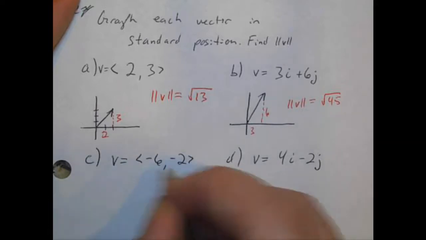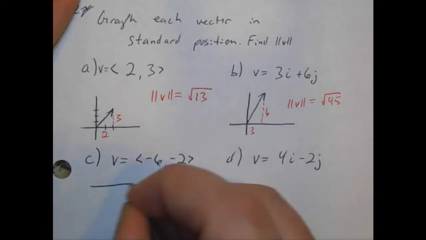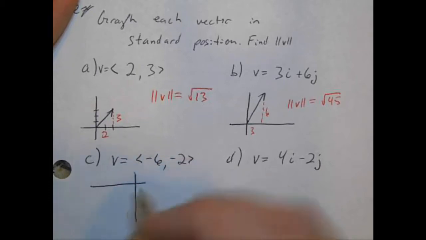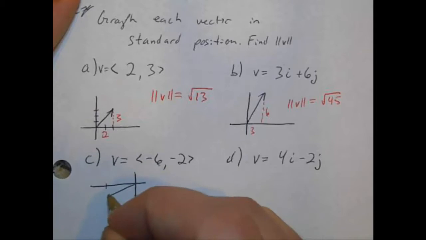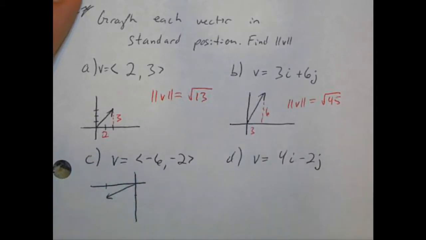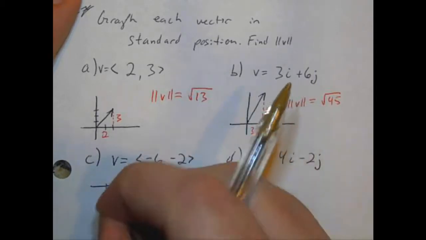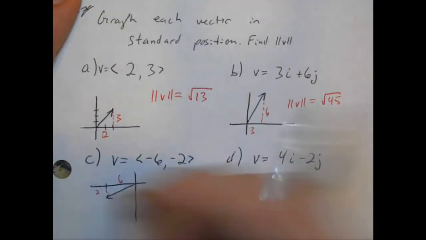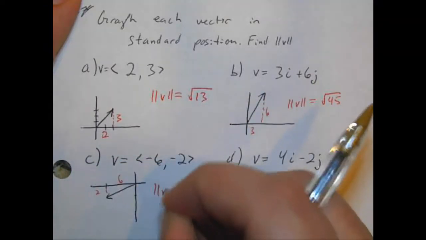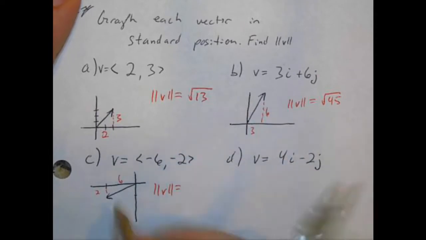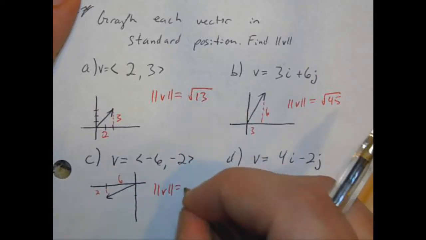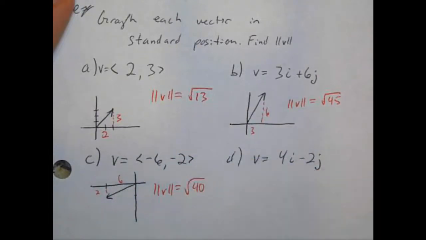Same idea, except now I have negative 6, negative 2. So I will go negative 6, negative 2, going to that point. So now it's just going in a different direction. But still, we find the magnitude the same way. 6 and 2. The magnitude of this vector v is 36 plus 4, square root of 40.